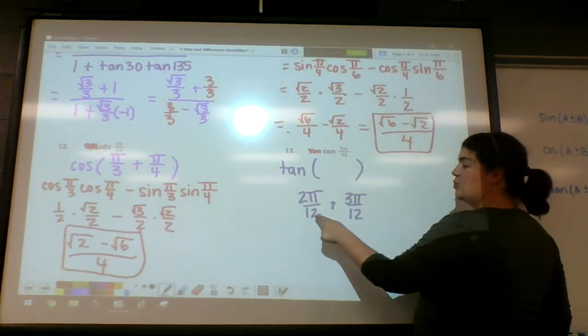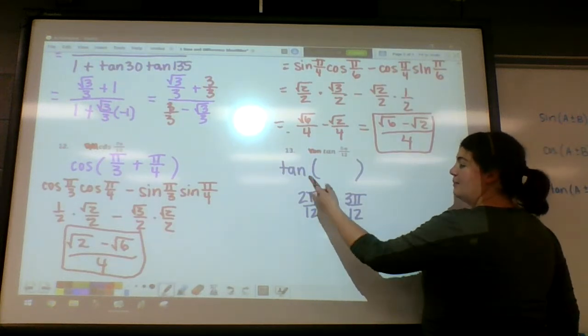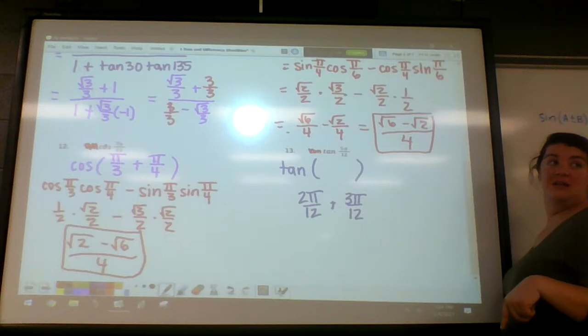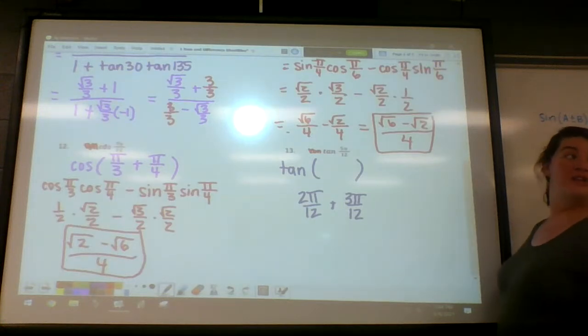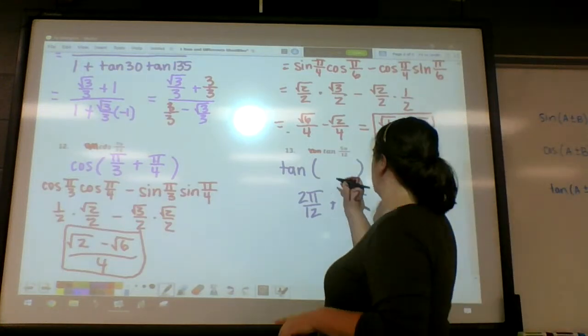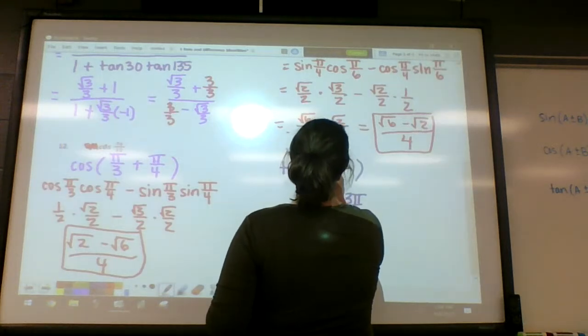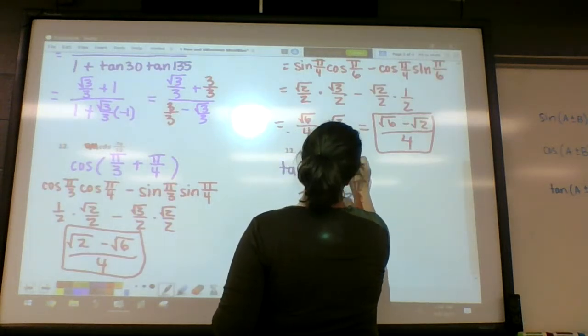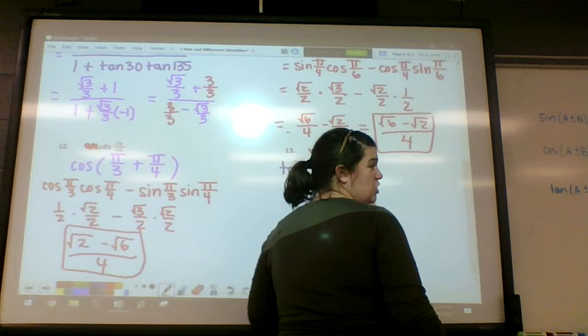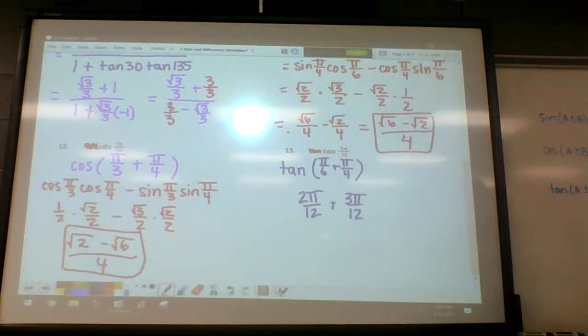And 2 over 12 is pi over 6, and 3 over 12 is pi over 4. So I know I can use pi over 6 and pi over 4. And it doesn't matter if you do pi over 4 first or pi over 6 first, right? Because you're just adding them together. If you were subtracting, then you'd have to be careful, right?